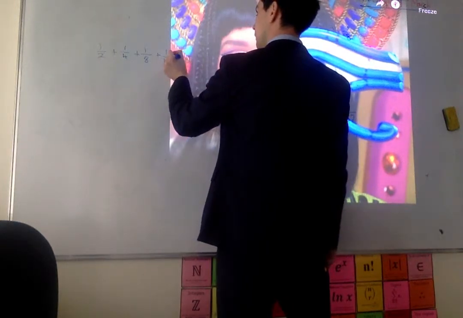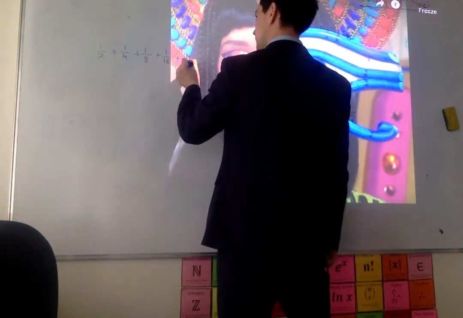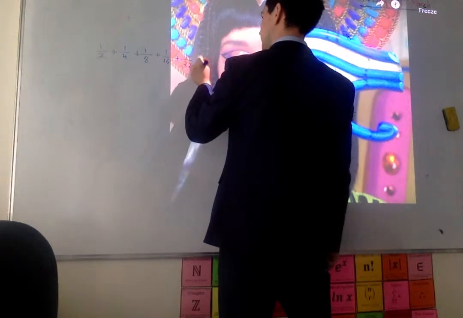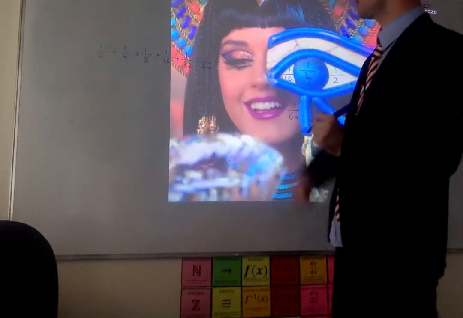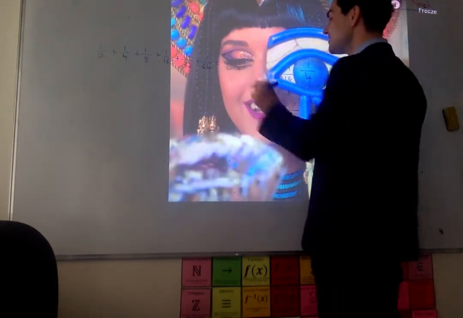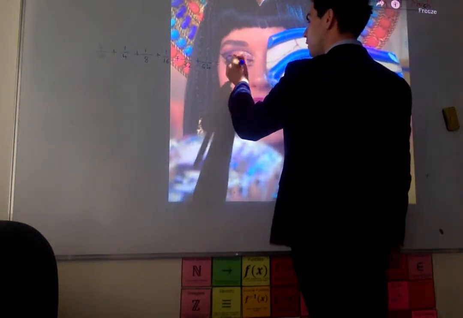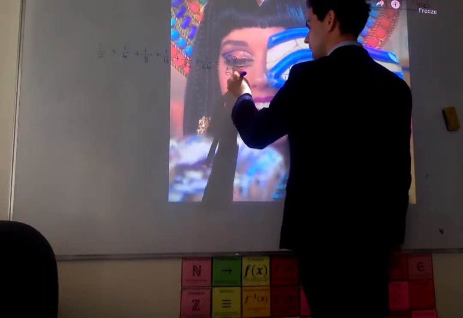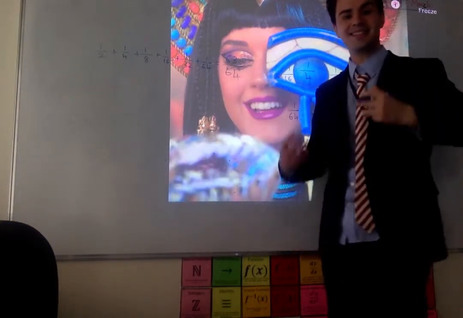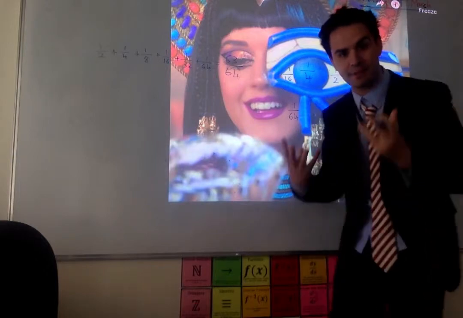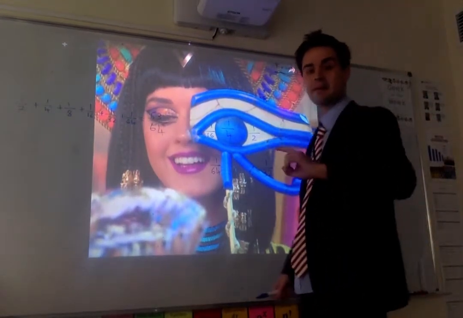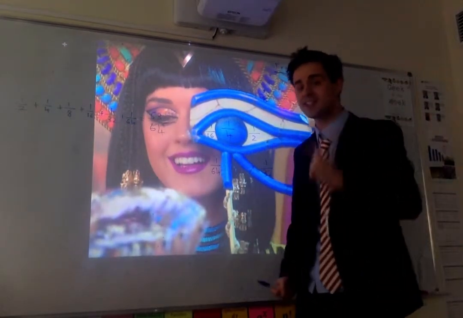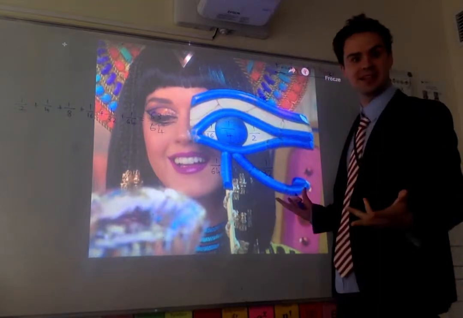plus 1/32 plus 1/64. Add them all up, what we actually get, sorry for writing in your face there, Katy, is 63/64. Okay? So we get 63/64. So that means 63/64 of Horus's eye are in place, which means 1/64 of the eye is still missing.